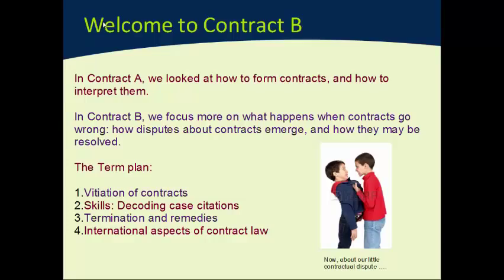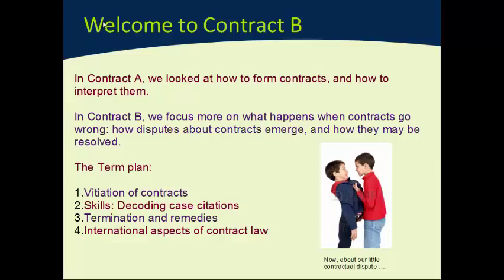Contracts B is a little bit different to that, and in some ways Contracts B is where we get to the fun stuff, because Contracts B is more about what happens when contracts go wrong. It's when good contracts go bad. We look at how disputes happen and how disputes are resolved. I've divided the course up into four, although there's two main components and two very short components.